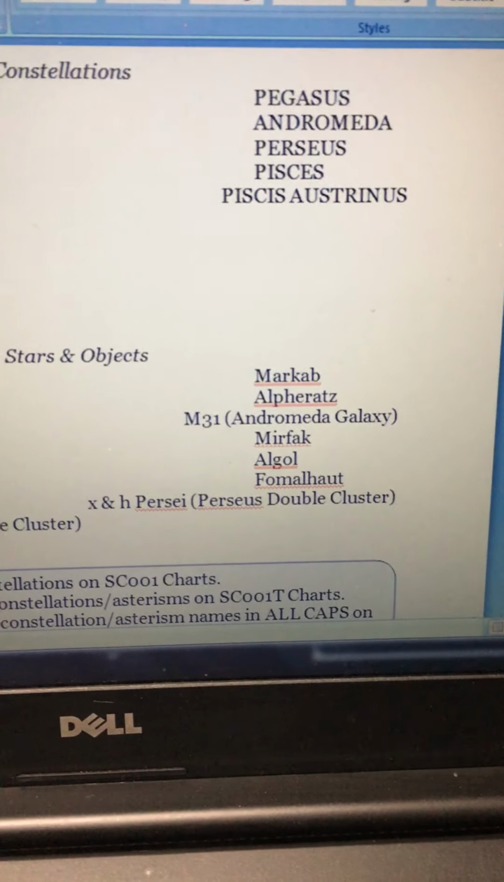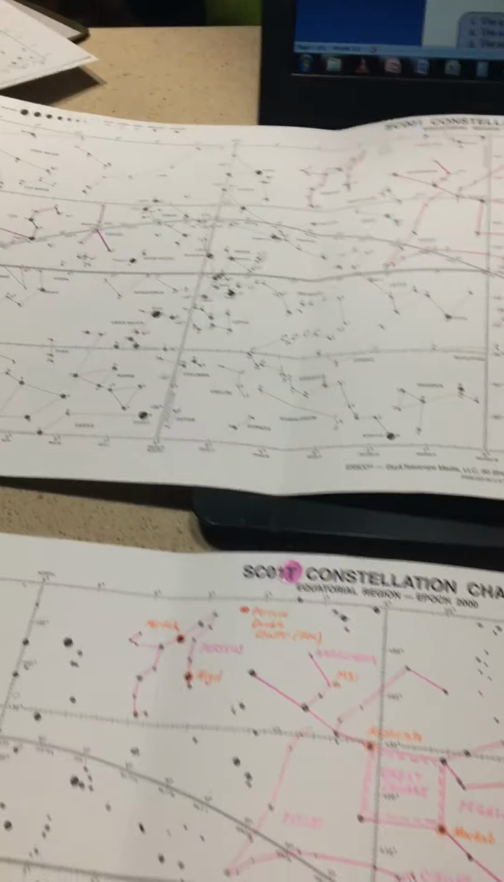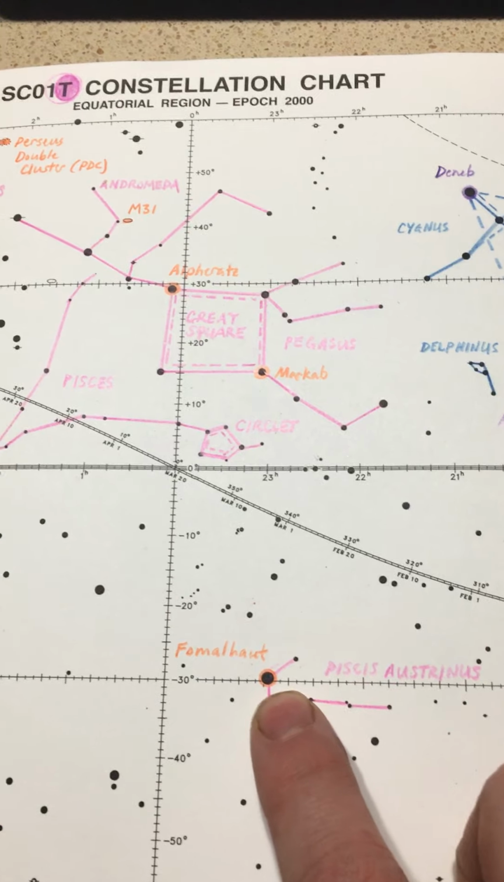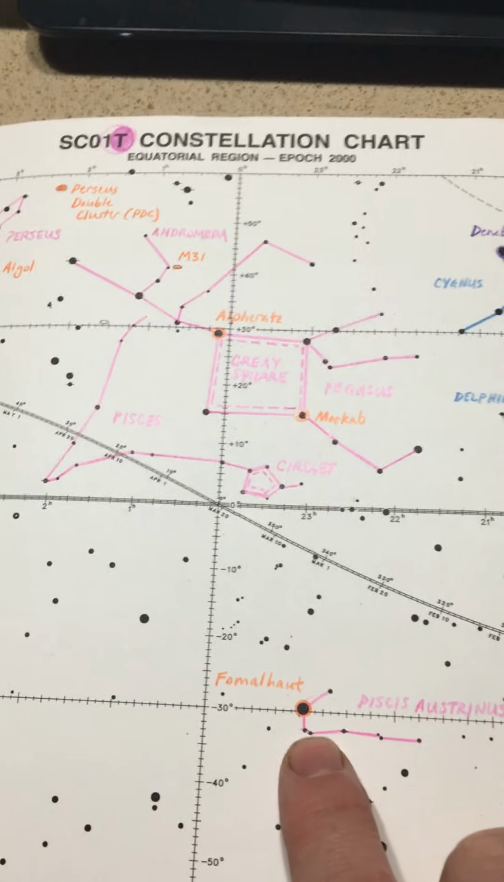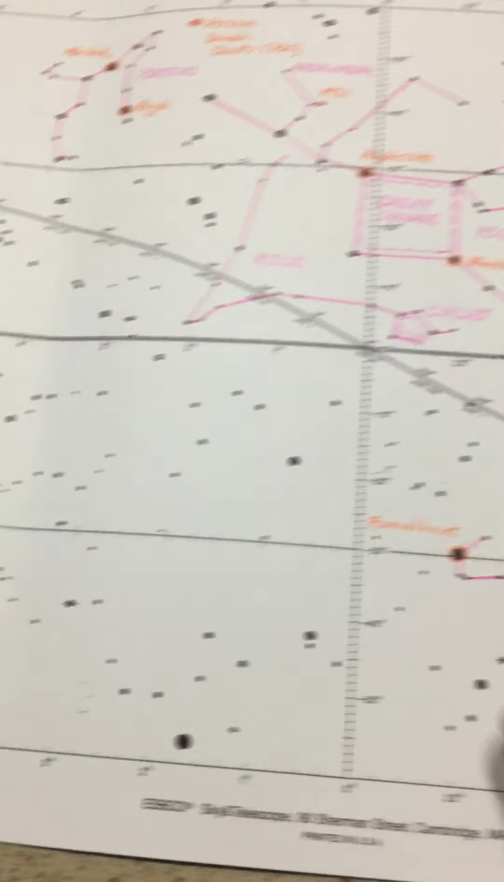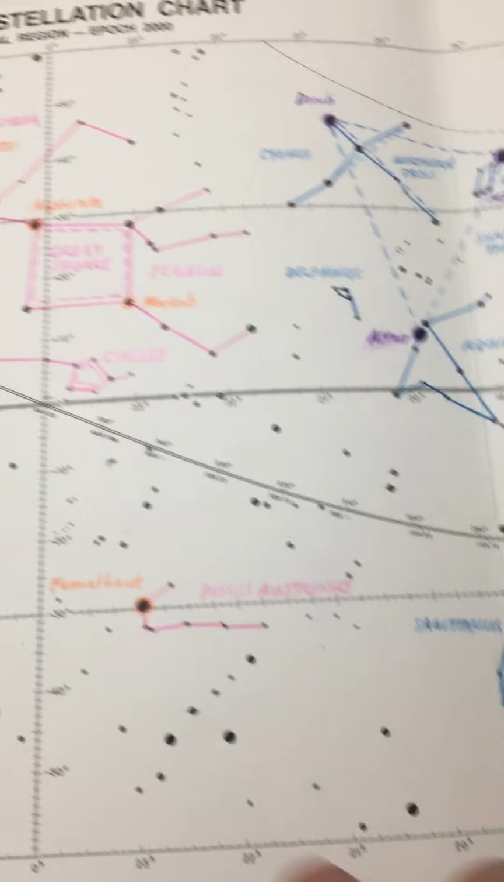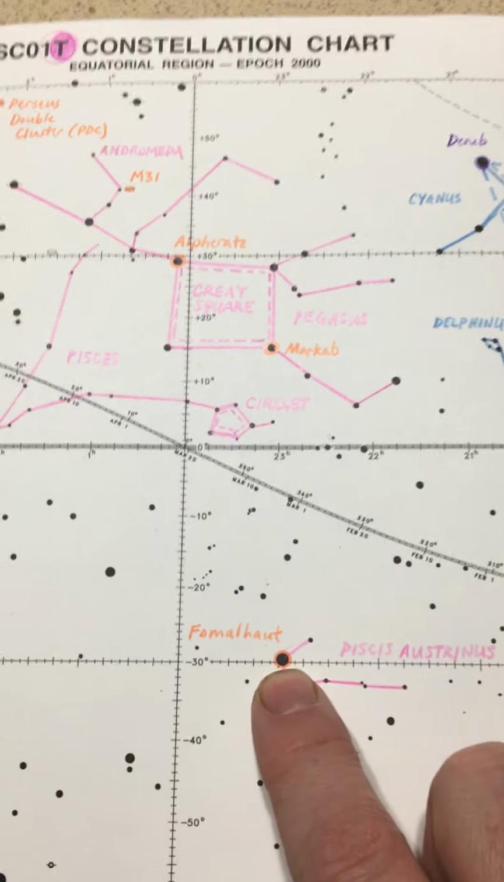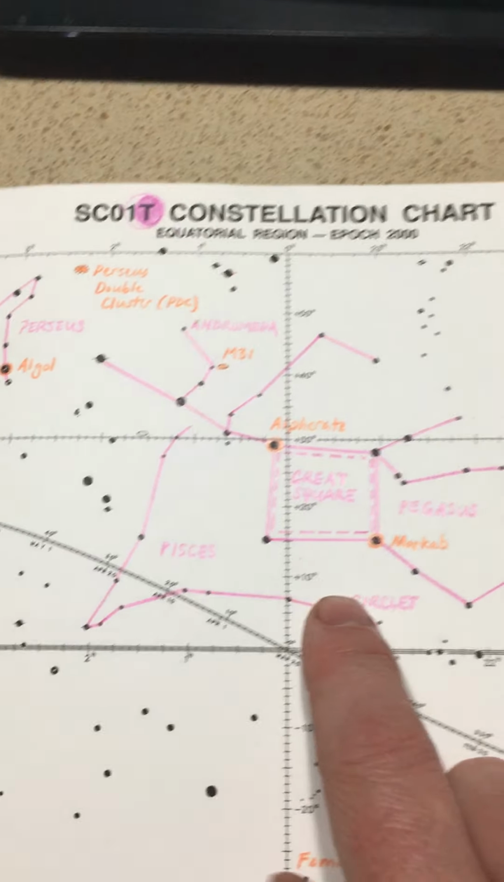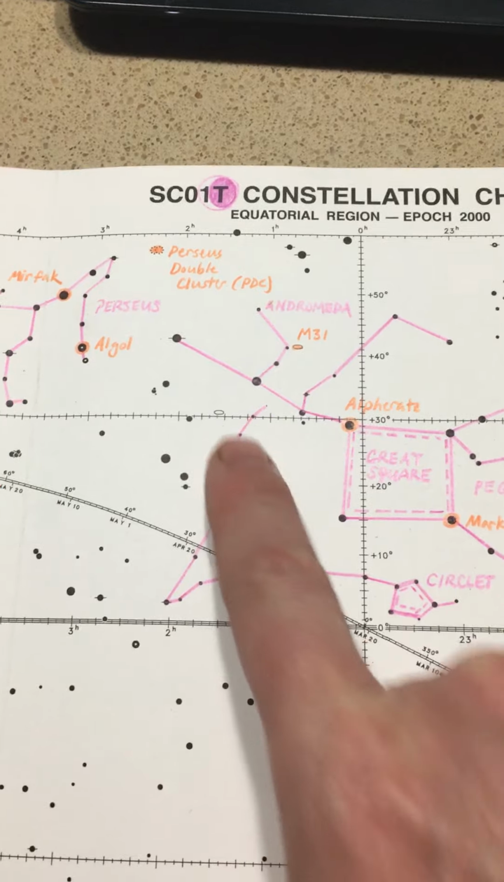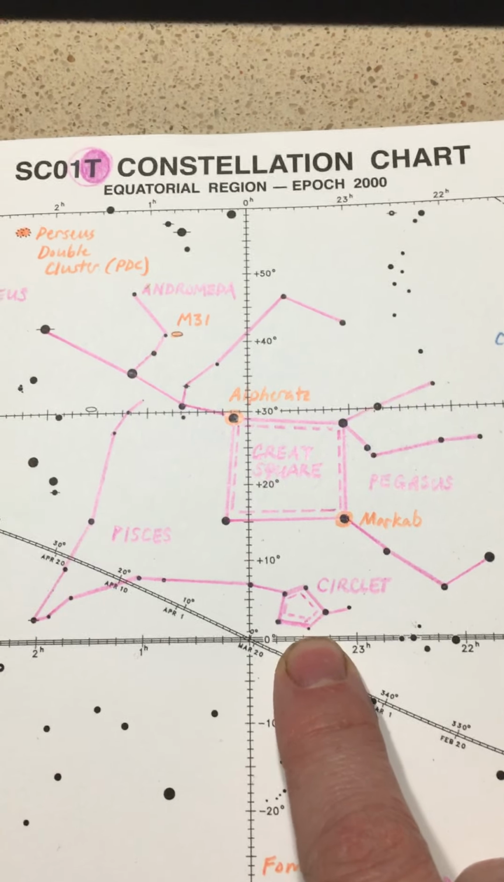Now step 4, everybody, you're going to write these star and object names with your secondary color, and they go in lowercase letters. So down here at the mouth of the southern fish, we have the solitary one, Fomalhaut. It's the only star of considerable brightness in this whole part of the sky down here. So Fomalhaut is at the mouth of Pisces austrinus, the southern fish. No stars we need in Pisces. Just make sure you've got the circlet.